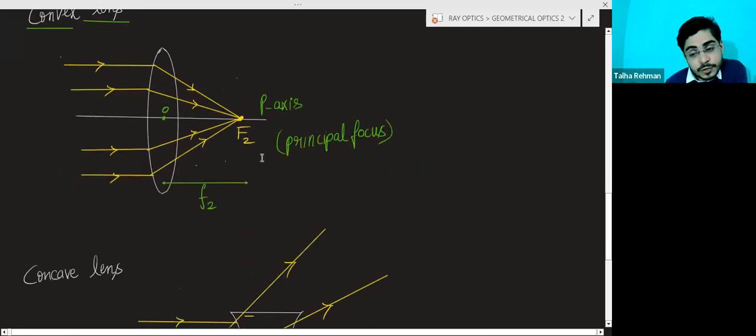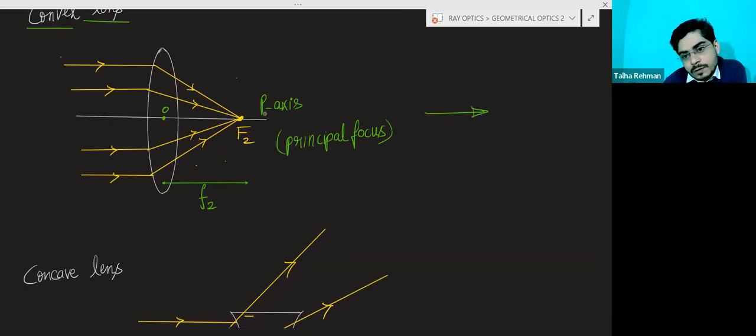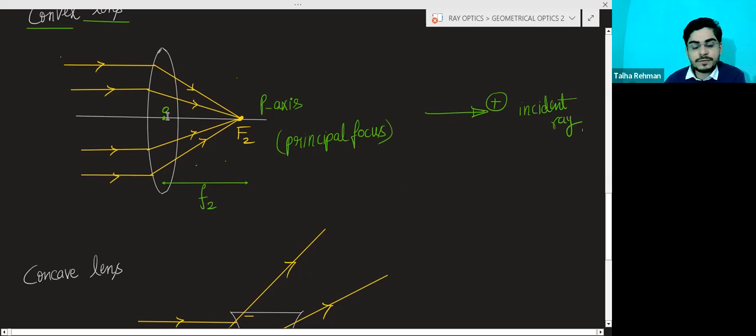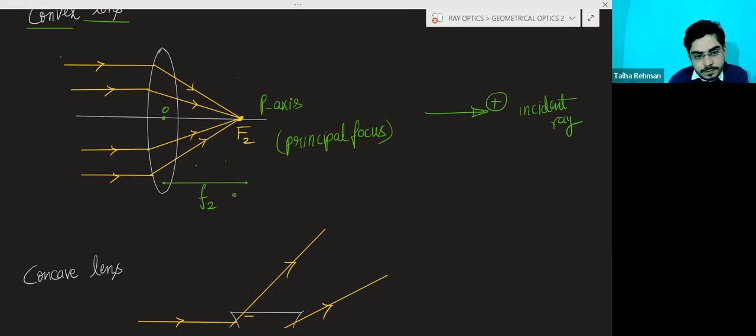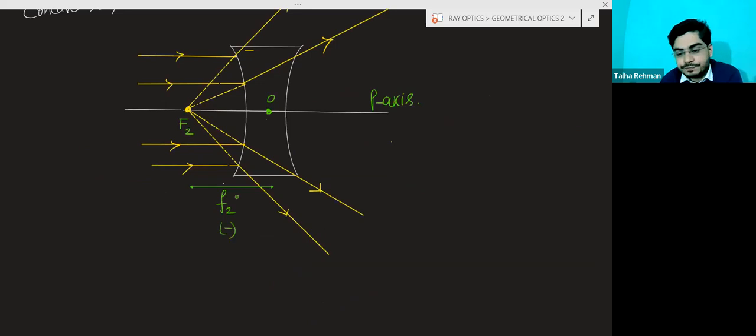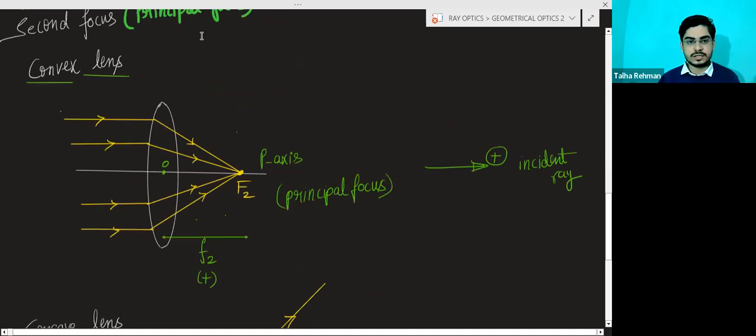Now, this is very important. This is the direction of the incident ray. Incident ray is going in this direction. So you are measuring the focal length, means this distance. So you will move in this direction, means this f2 will be positive and this f2 will be negative. Okay. Focal length is also finished. Now you can take the screenshots.